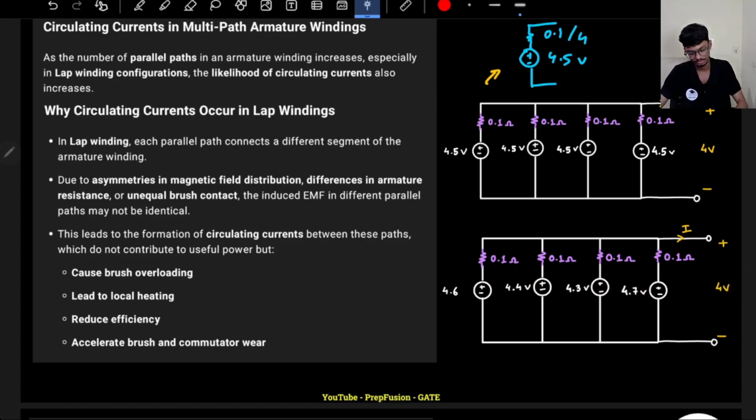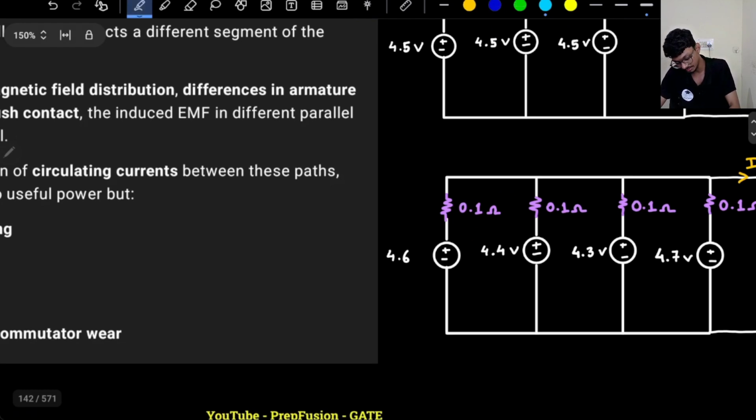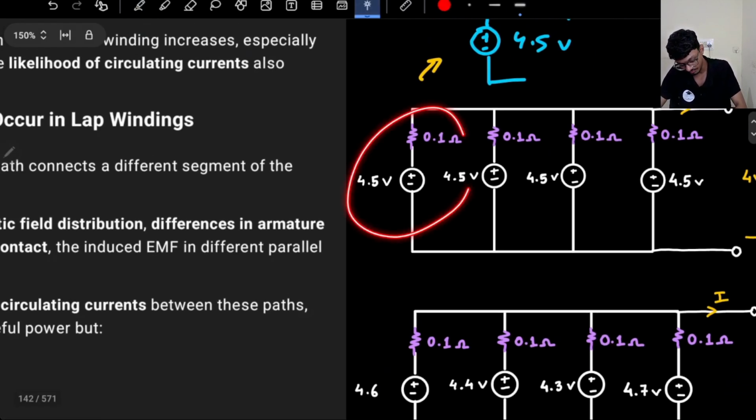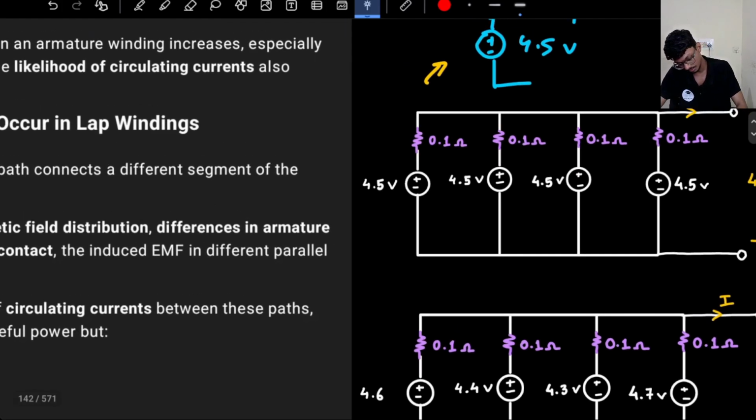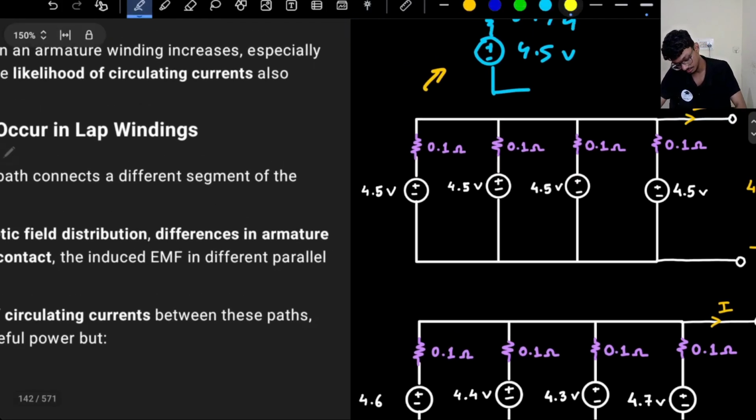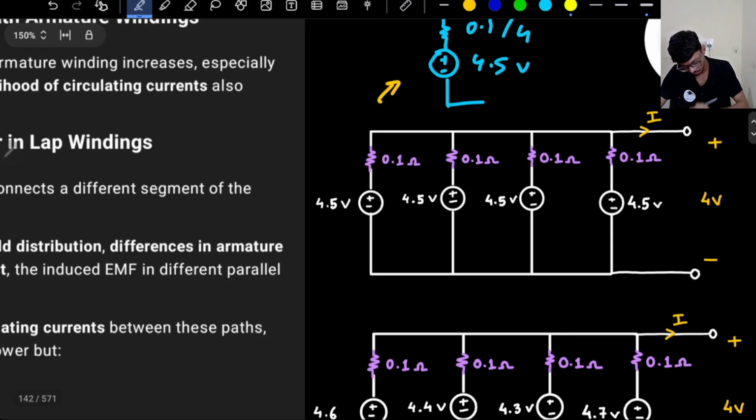Okay, that is the assumption. If it is 4 volts, what is the current that is coming out here? The current that is supposed to come out from here is basically equal to 4.5 minus 4, divided by 0.1, that is 5 amperes.